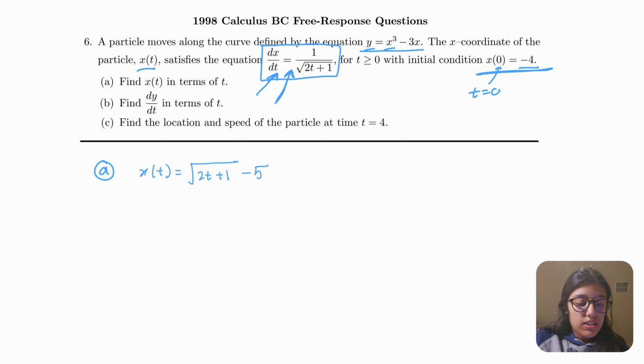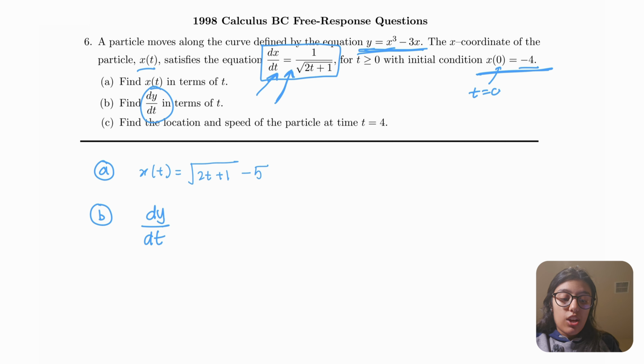All right, so part B says find dy dt in terms of t. Right off the bat, I see that we don't have an equation of y in terms of t. The closest thing we have to that is this equation right here, which is y is equal to x cubed minus 3x. So we're actually going to make use of that equation right over here. And that is because if we take the derivative of both sides with respect to t, we're taking it with respect to t because the question says dy dt, not dy dx.